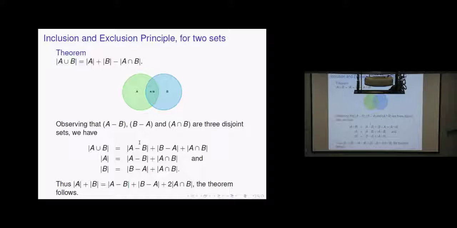And for B, the same argument goes: the size of B is the number of elements here plus the number of elements there. Now if you add these two, you get this. Now the theorem follows because you can combine.